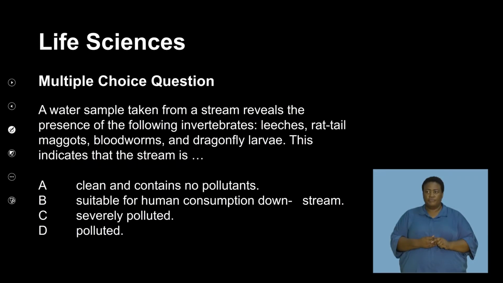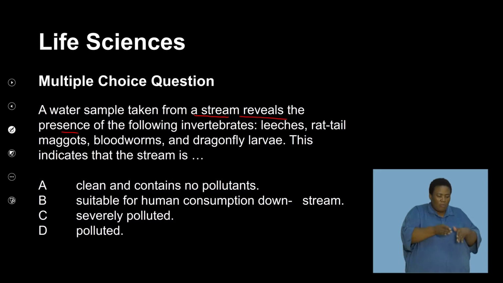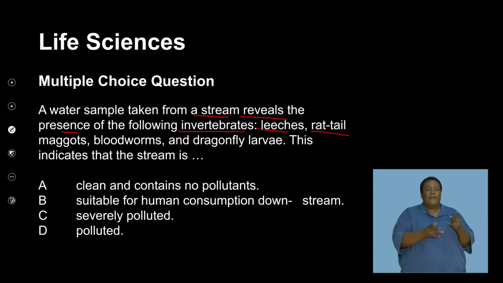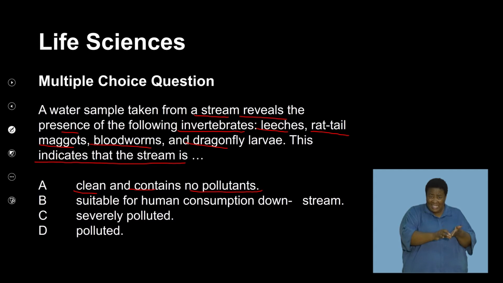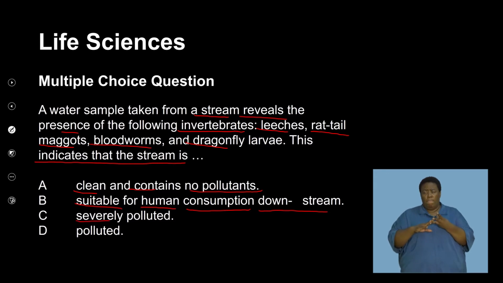A question for you to think about. A water sample taken from a stream reveals the presence of the following invertebrates: leeches, a rat-tailed maggot, bloodworms, and dragonfly larvae. This indicates that the stream is: A, clean and contains no pollutants; B, suitable for human consumption down the stream; C, severely polluted; D, polluted.